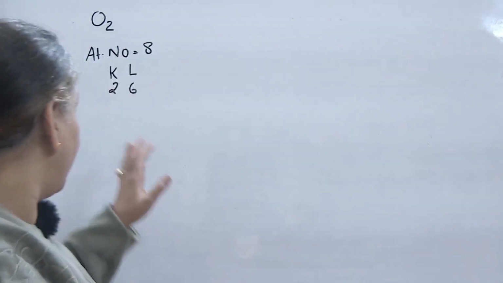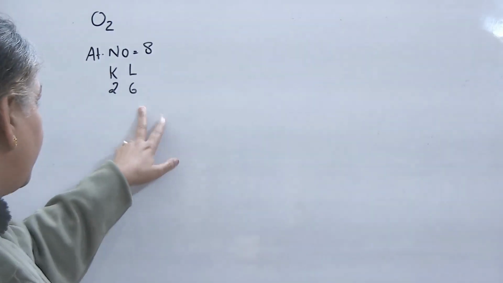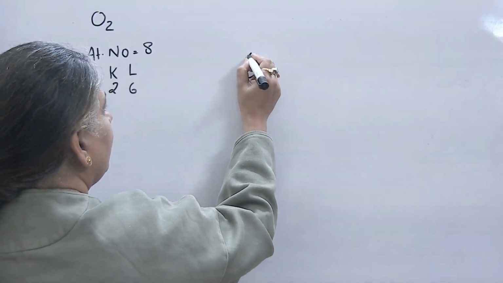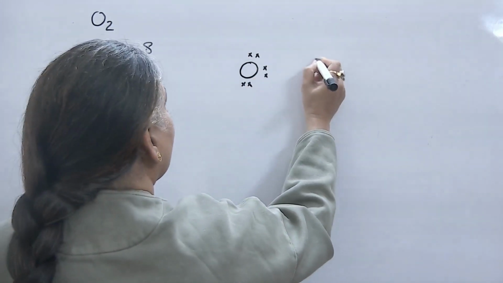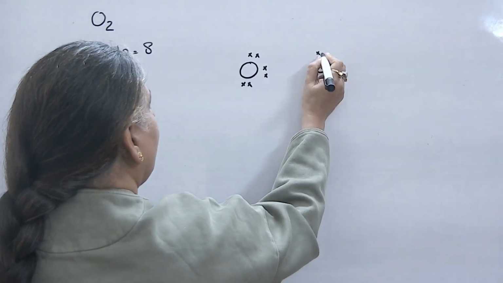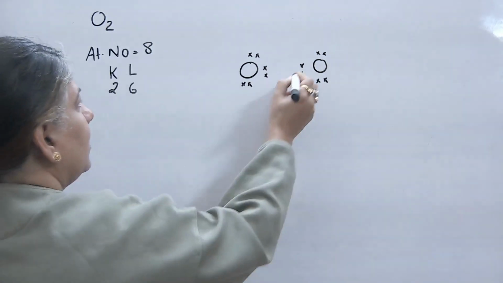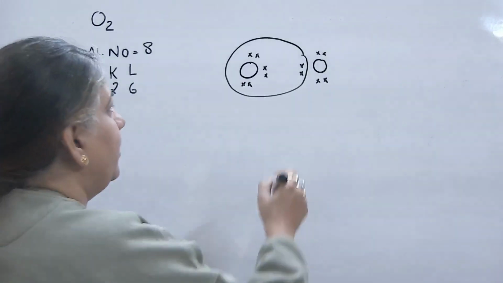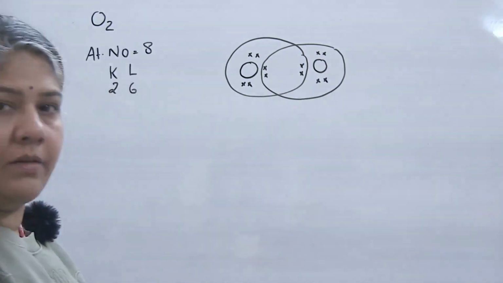The oxygen atomic number is 8 and its electronic distribution is 2, 6. So in the electron dot diagram, we will show 6 valence electrons. See, oxygen 2, 2, 4, 5, 6. It will share electrons with another atom of oxygen. So this atom completes its octet by sharing, and this atom also completes its octet by sharing.